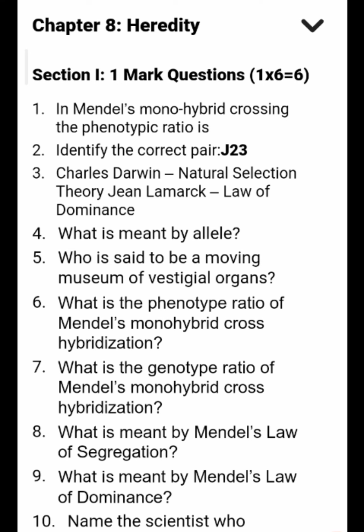What is the phenotype ratio of Mendel's monohybrid cross hybridization? Next, what is the genotype ratio of Mendel's monohybrid cross hybridization? Next, what is meant by Mendel's law of segregation? What is meant by Mendel's law of dominance? Name the scientist who discovered the structure of DNA.